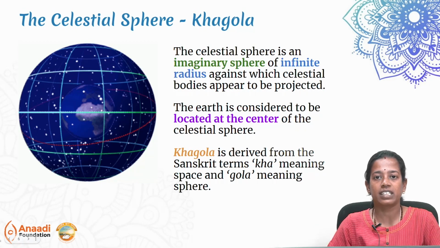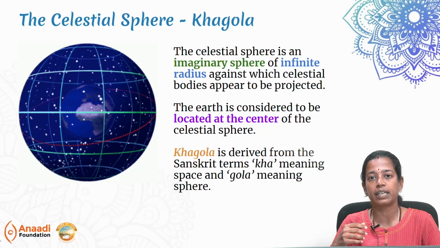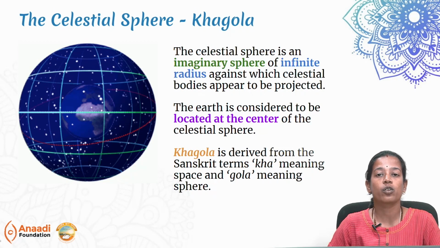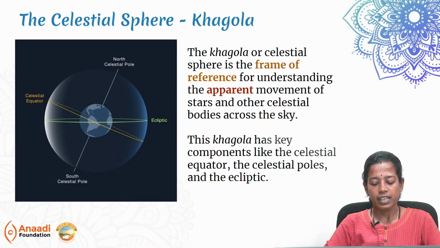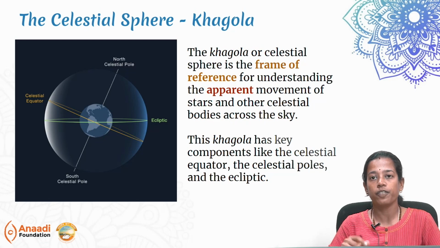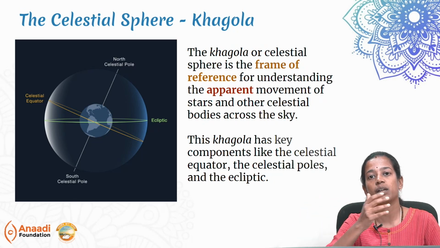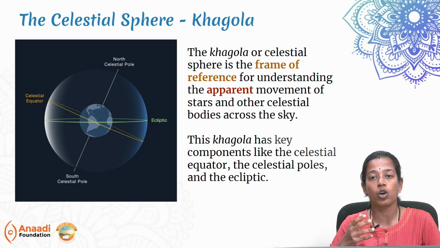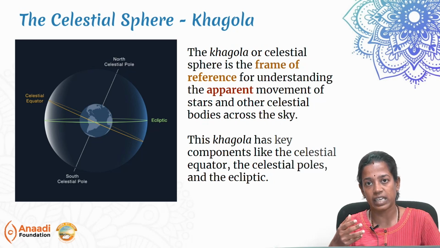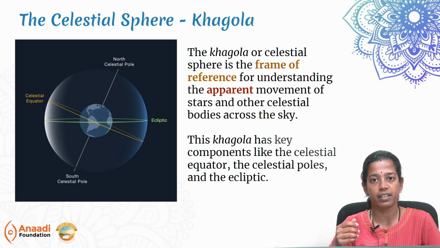We already called this celestial sphere Khagola. Khagola is derived from Sanskrit. Kha means space and Gola means sphere. So, this celestial sphere can now be used as a frame of reference for understanding the apparent movement of stars and other celestial bodies across the canvas of the sky. This Khagola has a lot of key components like the celestial equator, celestial pole and the ecliptic. We will now slowly unravel each of these key concepts.